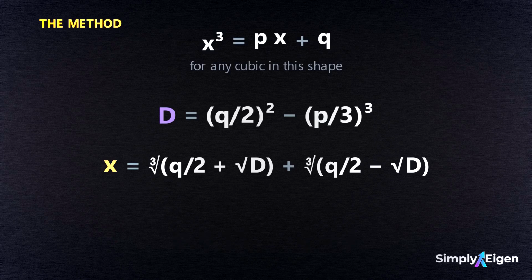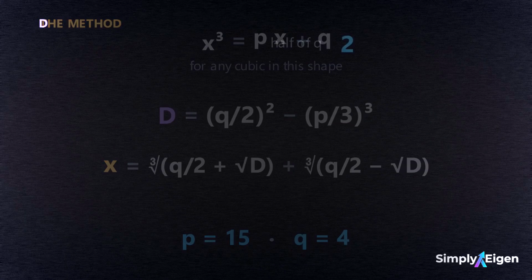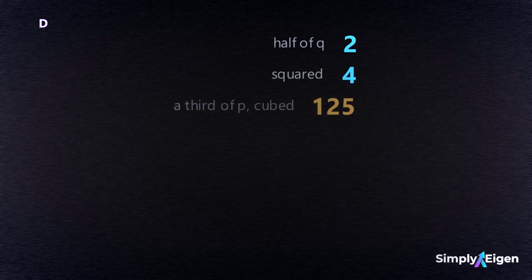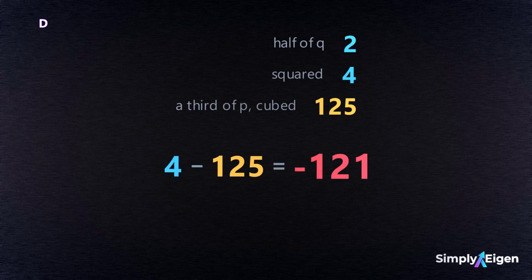For our equation, p is 15 and q is 4. So, half of q is 2. Square it and you get 4. A third of p is 5. Cube it and you get 125. And the formula wants the first one minus the second. 4 minus 125 is minus 121, and then it wants the square root of that.